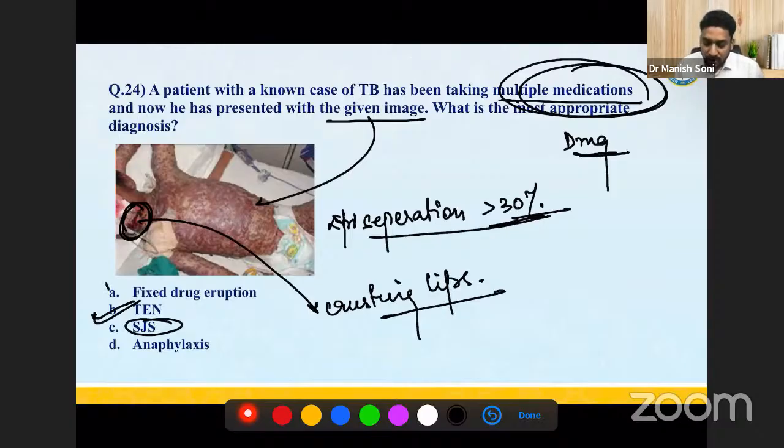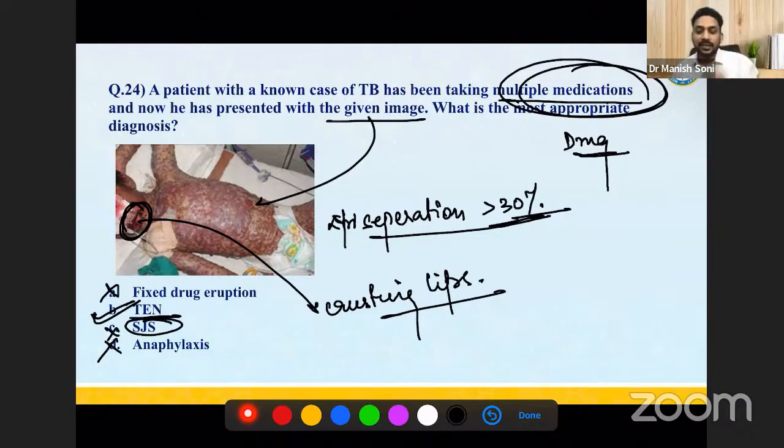And this is not fixed drug eruption, because fixed drug eruption occurs over one particular site. Every time the patient takes the drug, the same lesions develop over the same site. And anaphylaxis is very severe and it can lead to airway blockage and so on. But here, all those things are not associated. Skin features are present where a lot of epidermal separation is occurring. So this is a case of TEN.